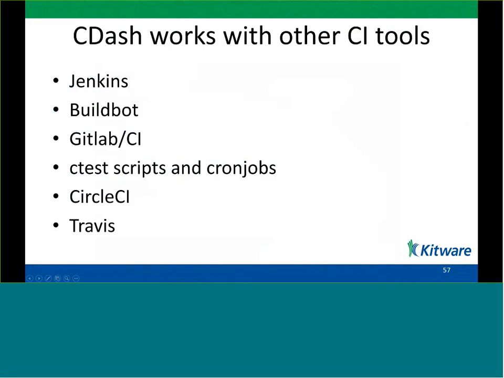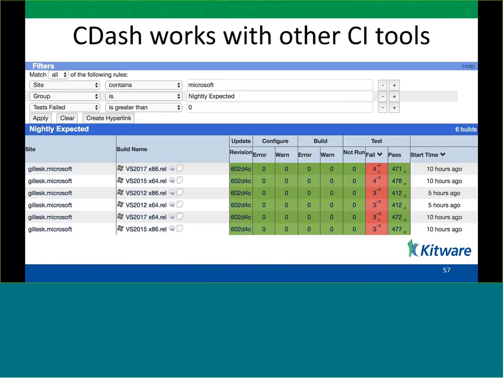CDash works with other CI tools. It can work with Jenkins, BuildBot, GitLab CI, or just CTest scripts and cron jobs, Circle CI, Travis. And I think CDash provides something that these other tools are somewhat lacking on, in the fact that, like, Jenkins, if you have something fail or a test fail, then what ends up happening is you get a pointer to a build log, which might be pages and pages and pages of text, and somewhere in there is the error.